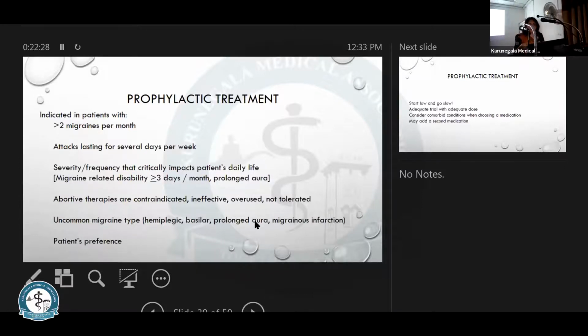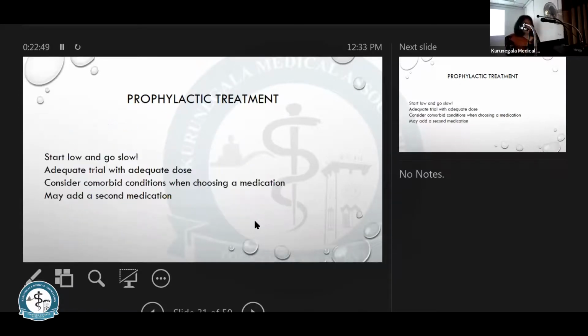And when the patients have contraindications or hypersensitivity to abortive therapies, yes, we have to start them on prophylactic therapy. And if the patient wishes that I should go ahead with the prophylactic therapy so that I can lead a better life, of course, we need to obey their wish.